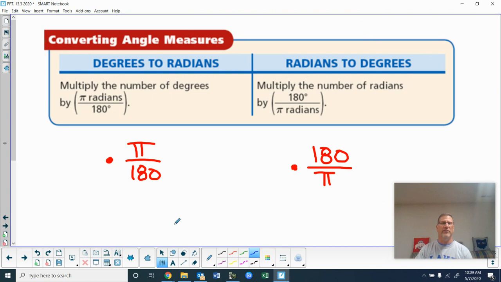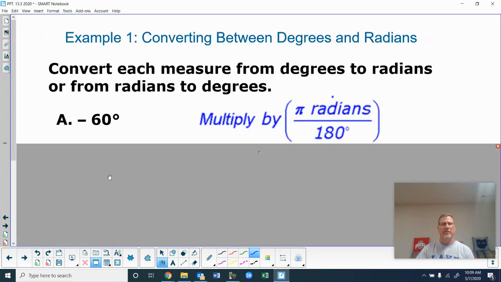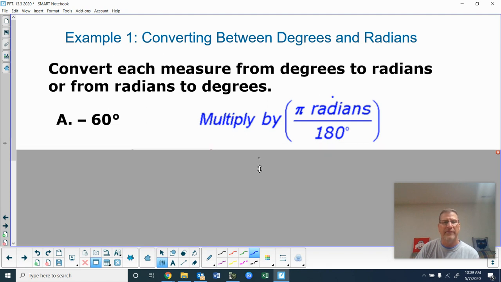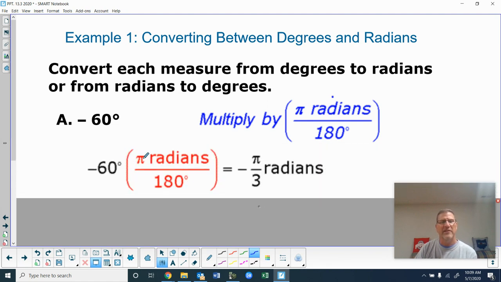So when we convert from radians to degrees or degrees to radians, we multiply by a fraction: pi over 180 for going from degrees to radians, and 180 over pi when we go from radians to degrees. So we're going to multiply our degrees and radians by these two fractions. Here's the first example. We've got negative 60 degrees. When we go from degrees to radians, we multiply by pi over 180. So that's what they did.